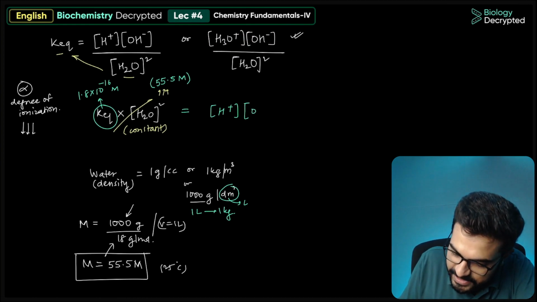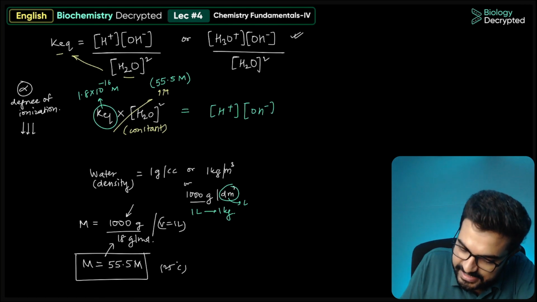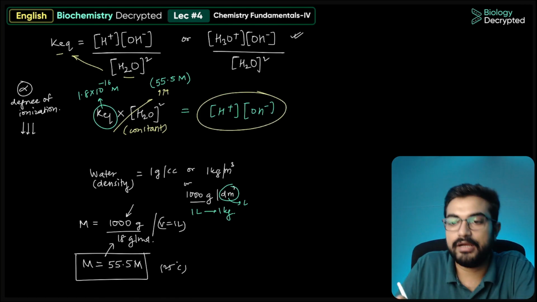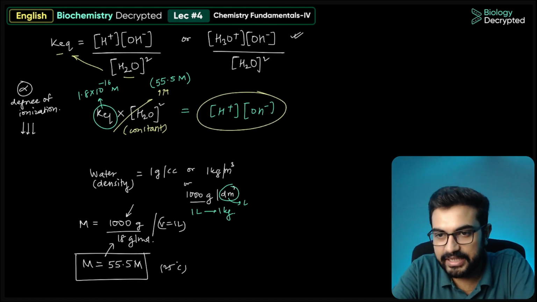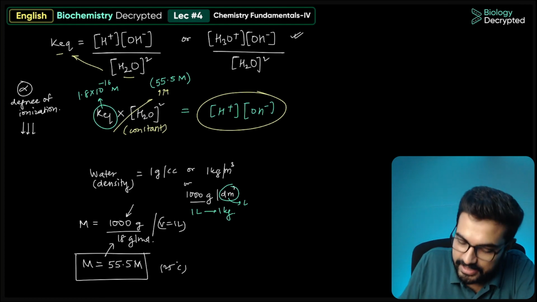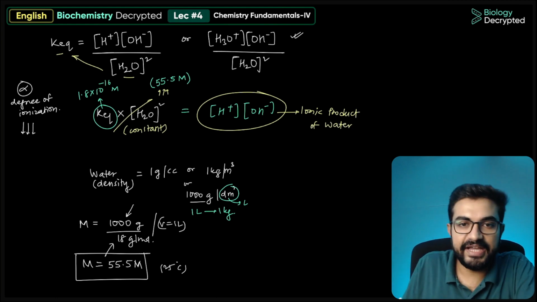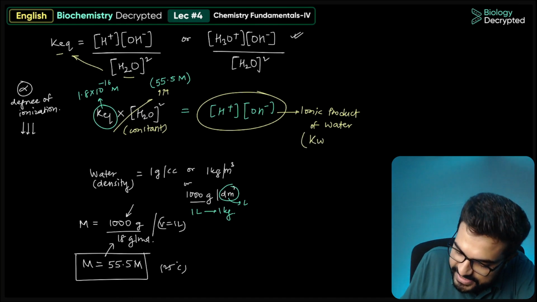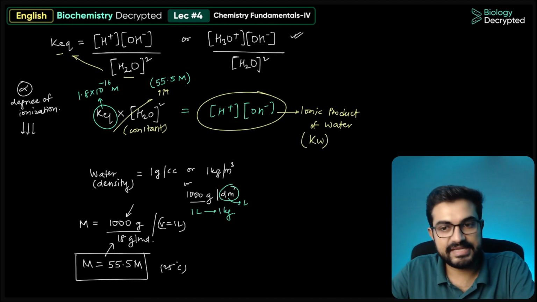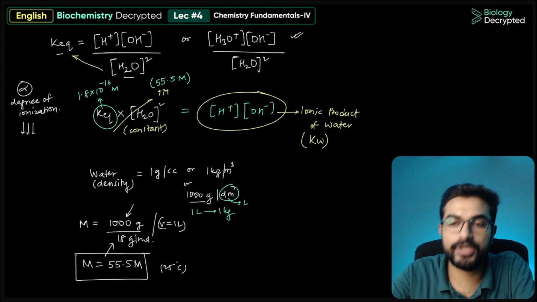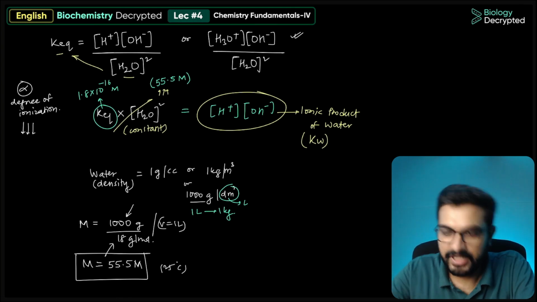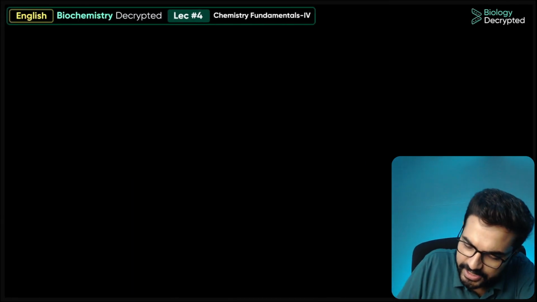So the concentrations of H plus and OH minus ions are multiplied, and what you get as the resultant is the ionic product of water, or we can say KW. This is very important to note. Now let's move ahead and talk more about the ionic product of water.